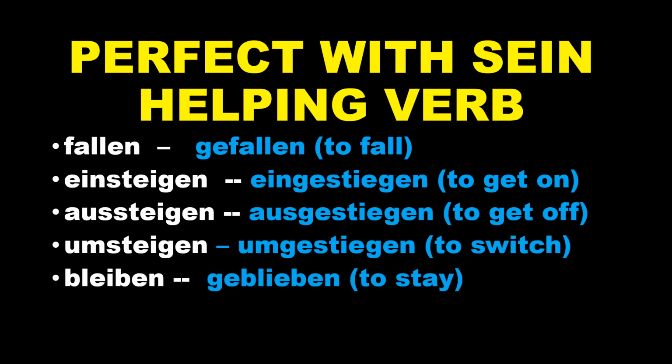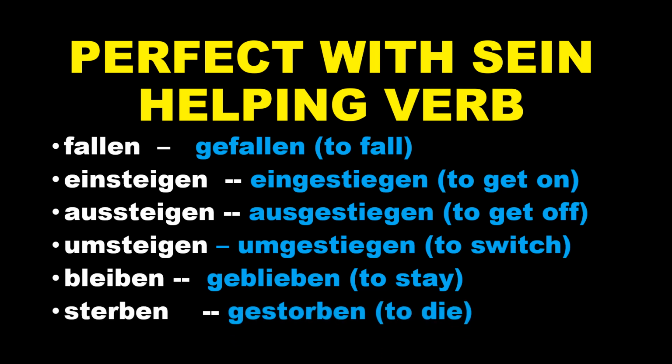Next verb is bleiben. Bleiben, geblieben, to stay. Now you must be wondering in which category it falls. Actually, it's an exception. Bleiben, to stay. There is no change. You are staying at one place. Still, you have to use the sein helping verb here. So you can remember this exception. Ausnahme. Bleiben, geblieben. Sterben, gestorben, to die. Change of condition, that is why sein verb. So I think a little bit of sein verb use is clear to you.